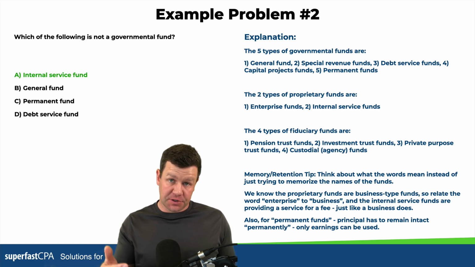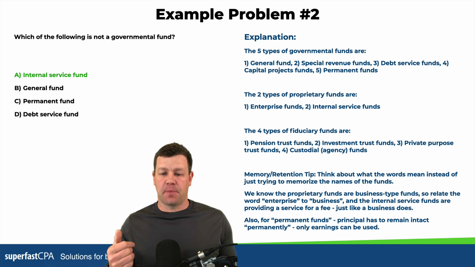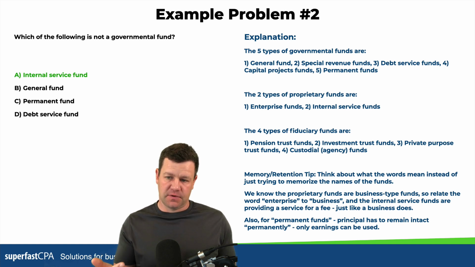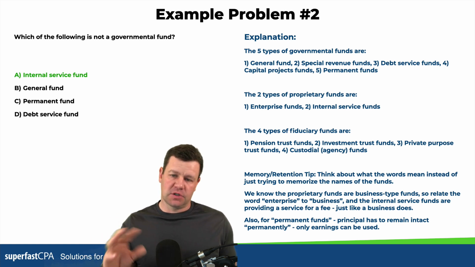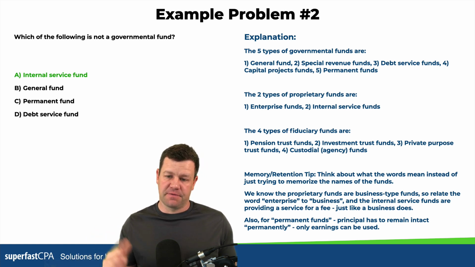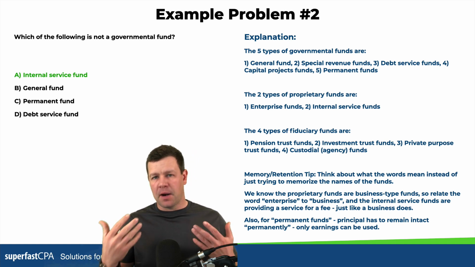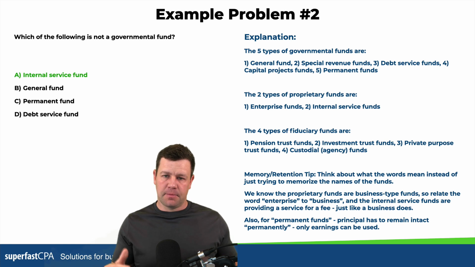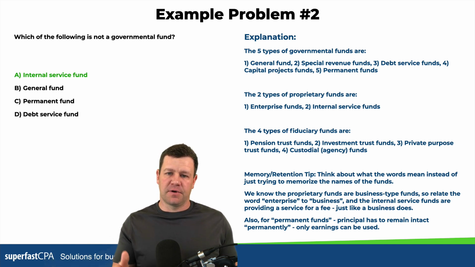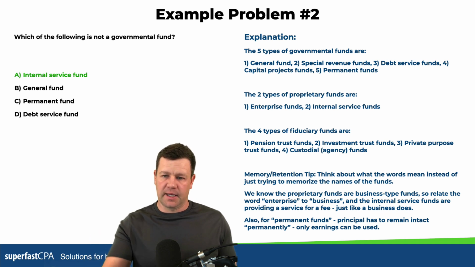Then we have the fiduciary funds. There are 4 types of these: pension trust funds, investment trust funds, private purpose trust funds, and then custodial funds. They used to be called agency funds, or there was a 5th type, but it's all within custodial funds at this point. Now, just a retention tip: from different review courses I've seen all these different mnemonics for these. There would be 5, 2, and then 4, so there are 11 types of funds total across the 3 categories of funds.